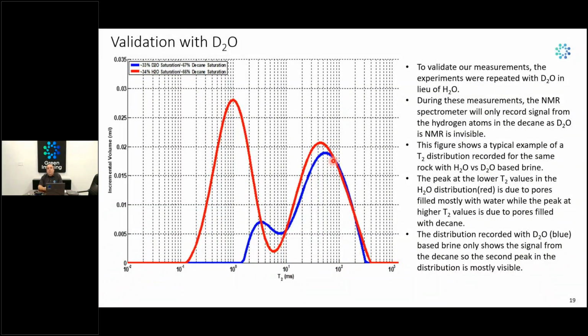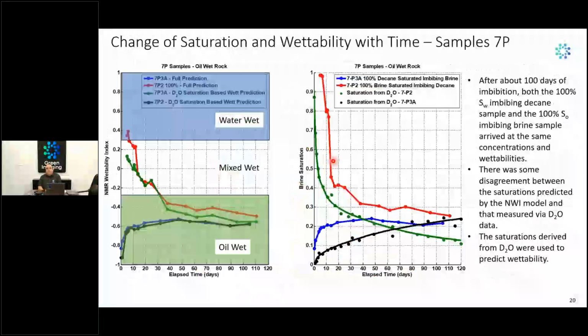But in the next few plots, which are the key plots to our work, you're going to see a series of saturations derived from the D2O data, and how they correspond with the saturations derived from the wettability analysis. So let's talk about that right now. Okay, so here is the key plot for two of our unconventional samples.